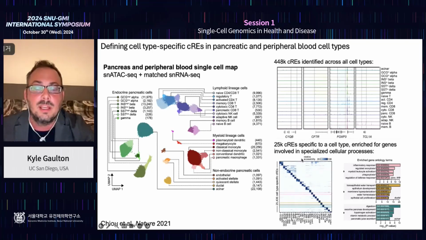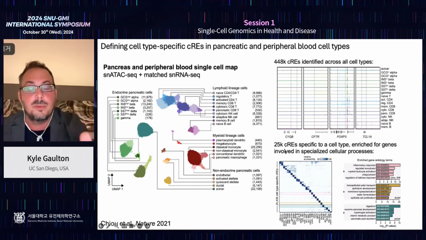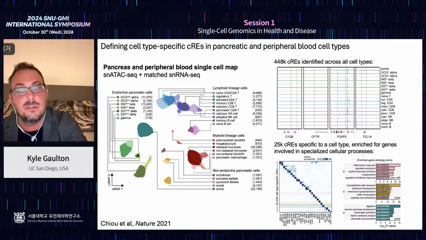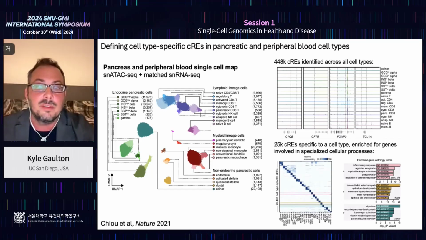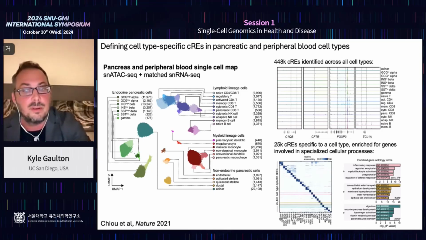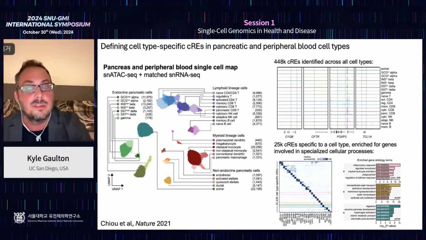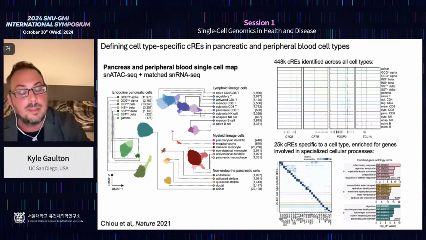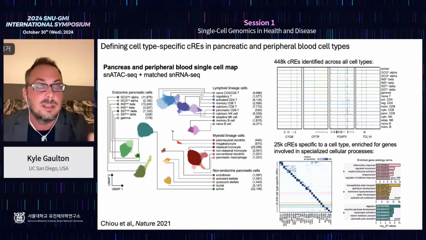More broadly, we took these 450,000 elements and asked which are very specific to a cell type relative to others. About 5% of these elements were highly specific to a cell type. And if you take those elements and ask what types of genes they're near, they tend to be located near genes that are involved in highly specialized cell type functions, arguing that these cell type specific cis-regulatory elements are those that are dictating the highly specialized functions of each cell type.